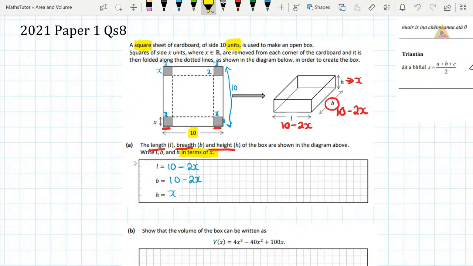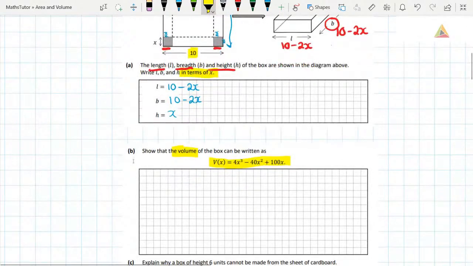Part B then says, show that the volume of the box can be written as this. So it's giving me an answer, and I just have to do a little bit of working to get this answer from the information that I have in part A. To work out the volume of a rectangular box, the volume is going to be the length by the breadth by the height, or the length by the width by the height.